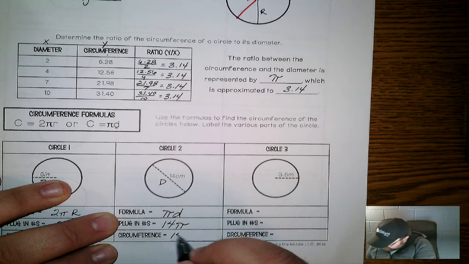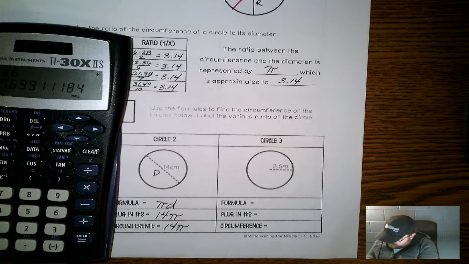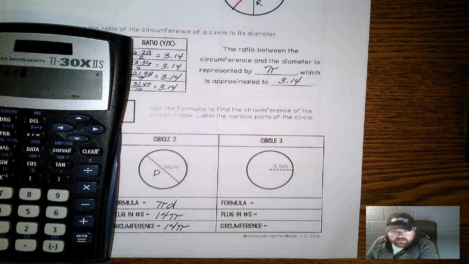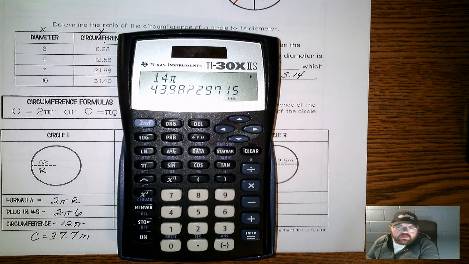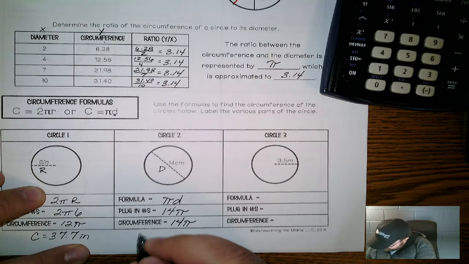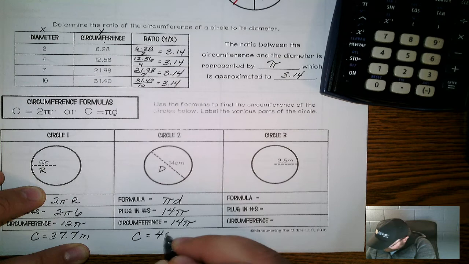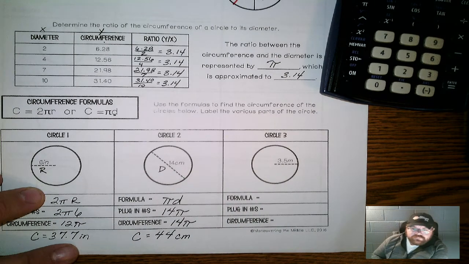So we're going to leave it in terms of pi here, and then you would go to your calculator, and you can do 14 pi, hit enter, and then here we get 43.98. I would probably round that up to 44. So circumference is equal to 44 centimeters. Do not forget your units.